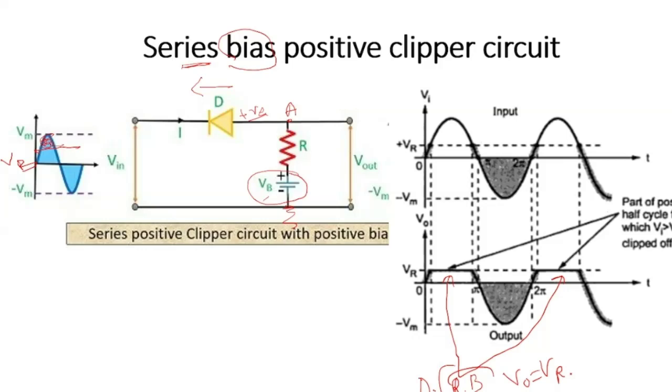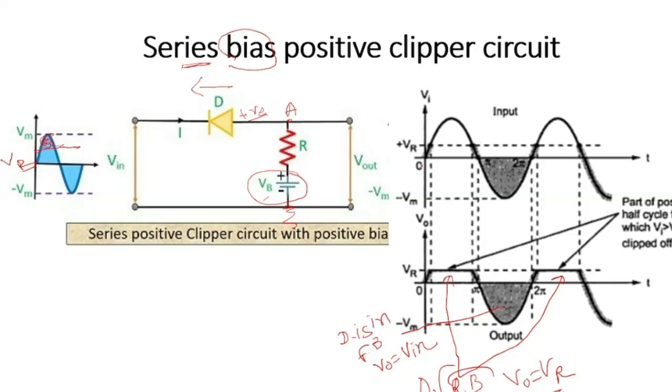And here, at non-clipping time, the diode is in forward bias, and the output voltage is equal to VE. If the diode is in forward bias, it is replaced by a short circuit and the output voltage is equal to VE, right?